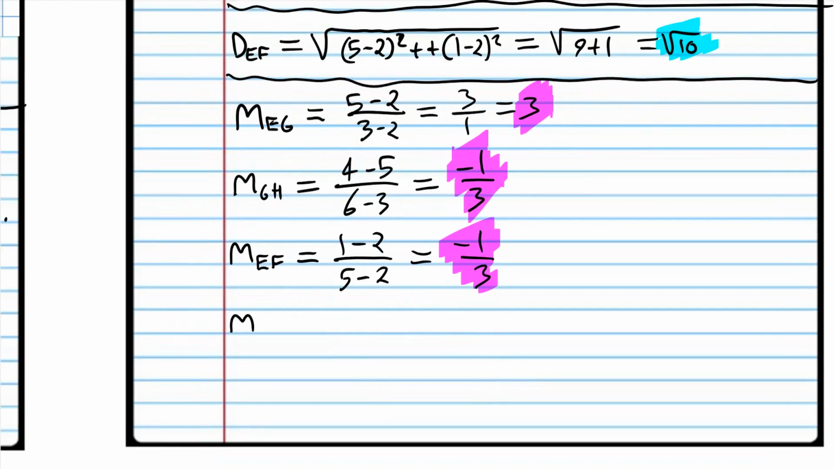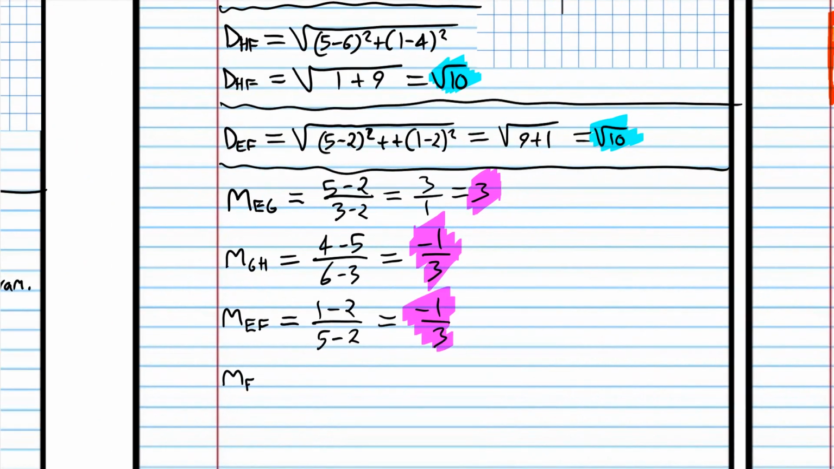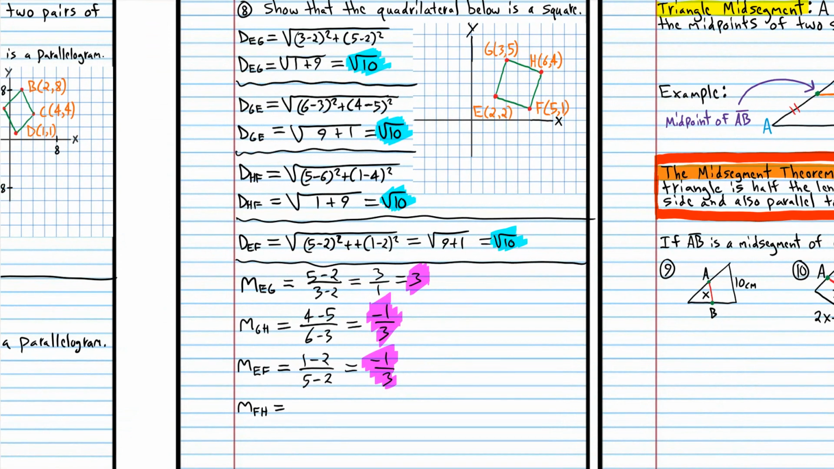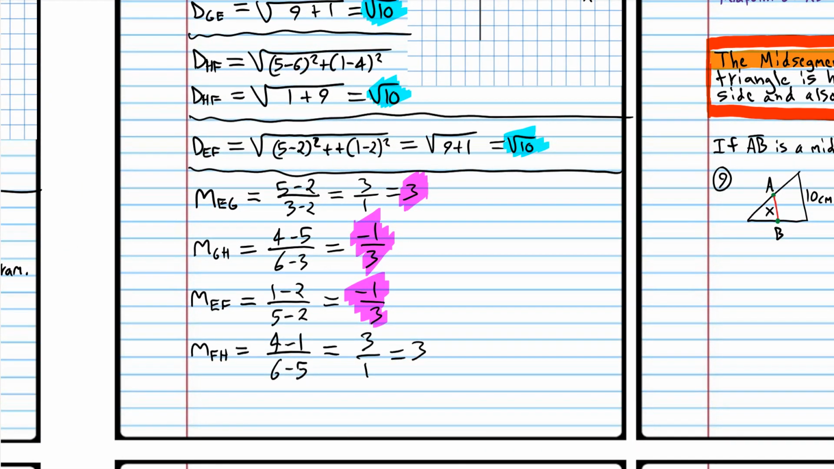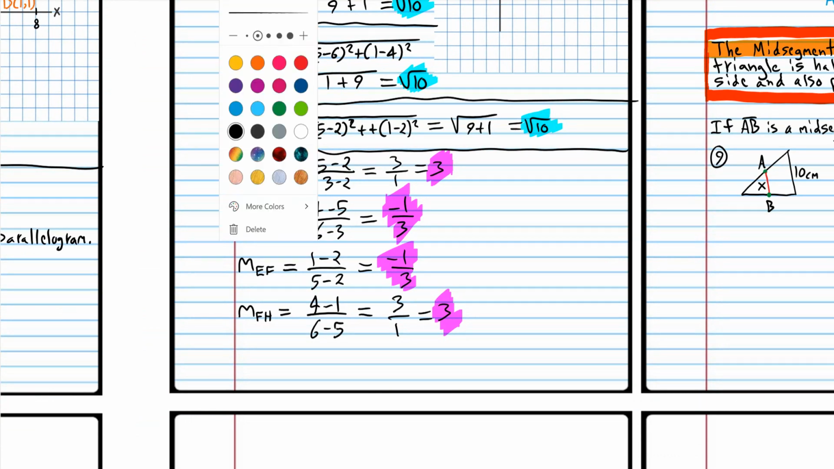So the slope of FH, using F as (1, 4), we have 4 minus 1 over 6 minus 5, which equals 3 over 1, which is just 3. And that is the negative reciprocal of these other two. So really you just have to prove that two slopes are the same and the other two slopes are opposite reciprocals, sometimes called negative reciprocal.